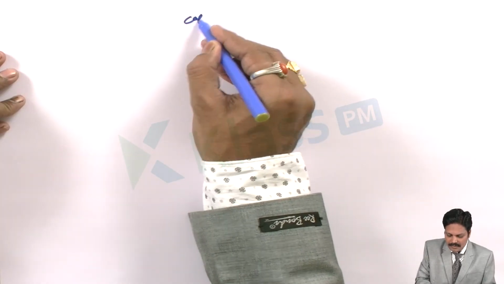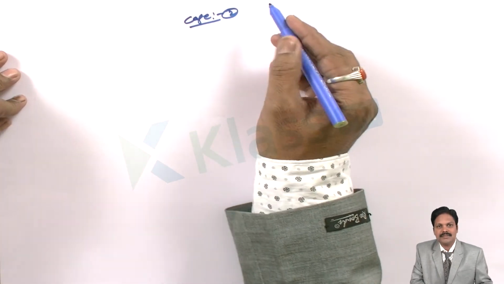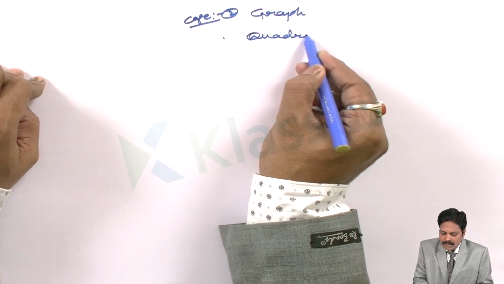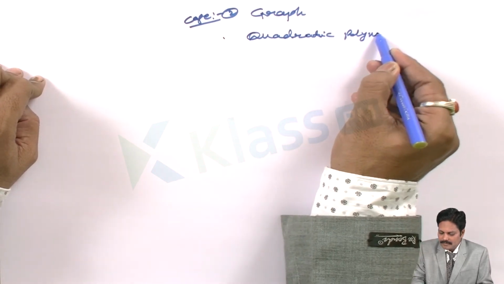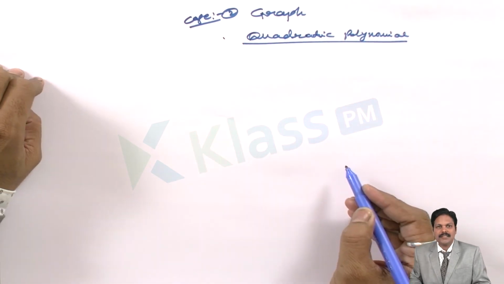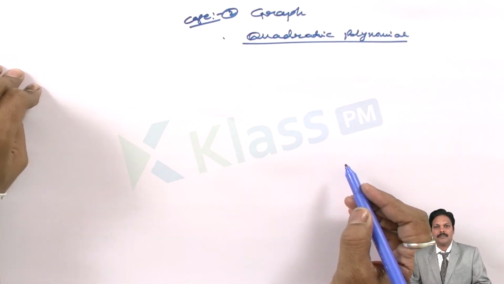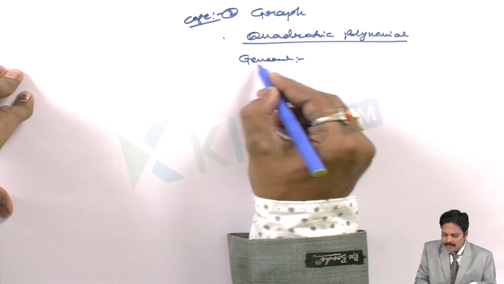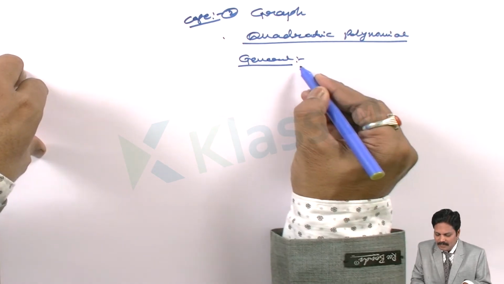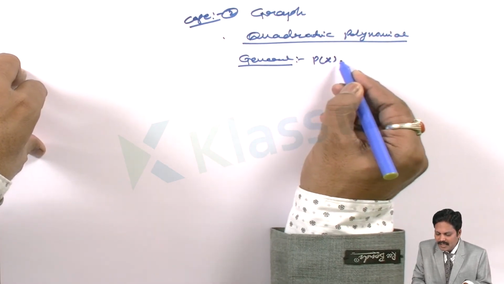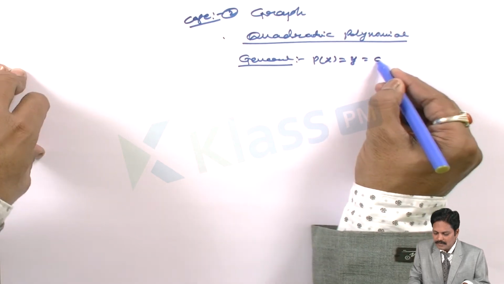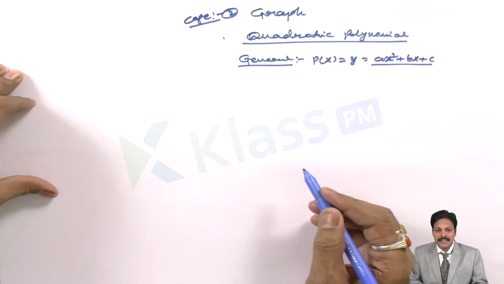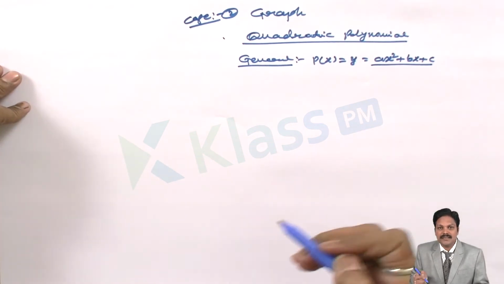So this is the case 2 situation in a graph. Quadratic polynomial. How should we represent the quadratic polynomial in the graph? See, the general quadratic polynomial is p of x equal to y equal to ax square plus bx plus c. So this is the quadratic polynomial we are representing in the graph.